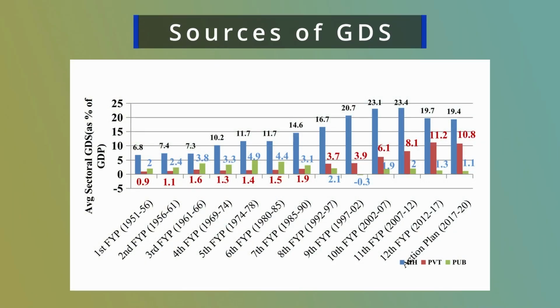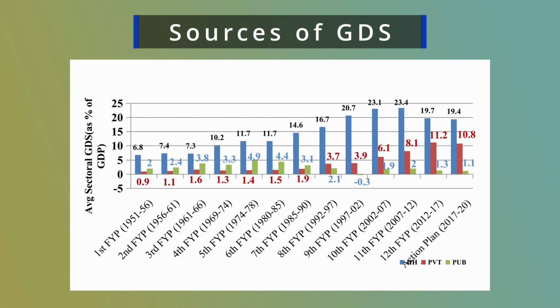This green bar indicates the contribution of the public sector, of the government sector, their savings. But after 1990, that is since the new economic policy emerged in India, we observe the opposite picture. That means gradually the contribution of the public sector towards gross domestic savings of India has declined, and even during the 9th 5-year plan it was negative.